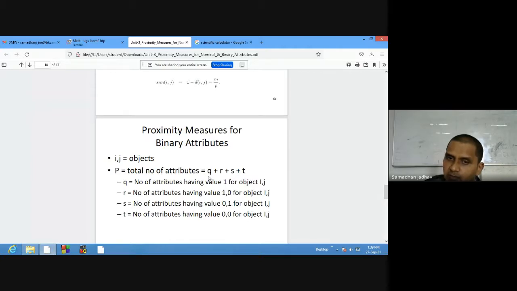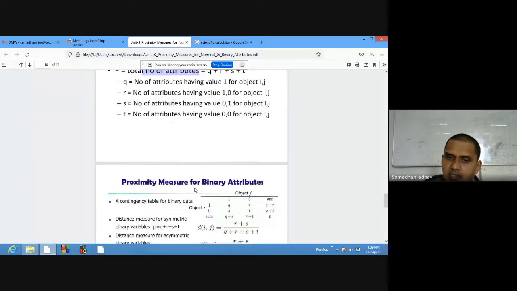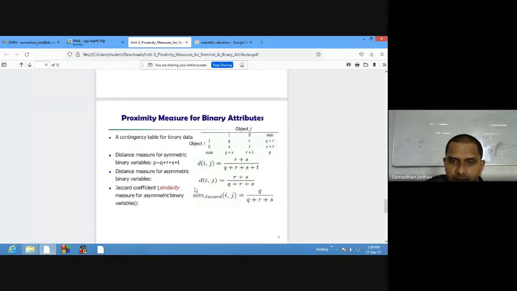So we have to find this Q plus R plus S plus T, and actually all these will be equal to the total number of attributes. Okay? So let us see the example here. See, this is the formula for binary attributes to find dissimilarity. So D of ij, that is the dissimilarity between object I and object J, right? So that is R plus S.